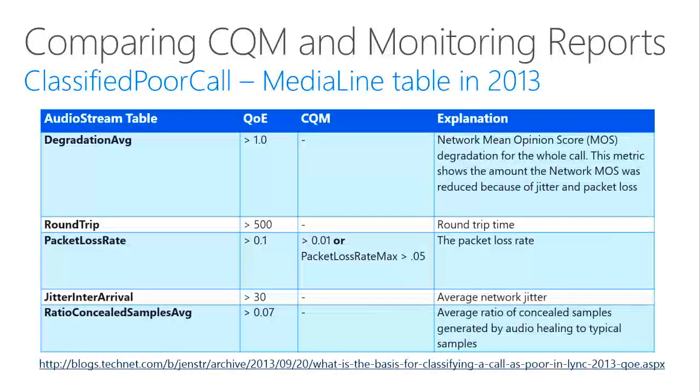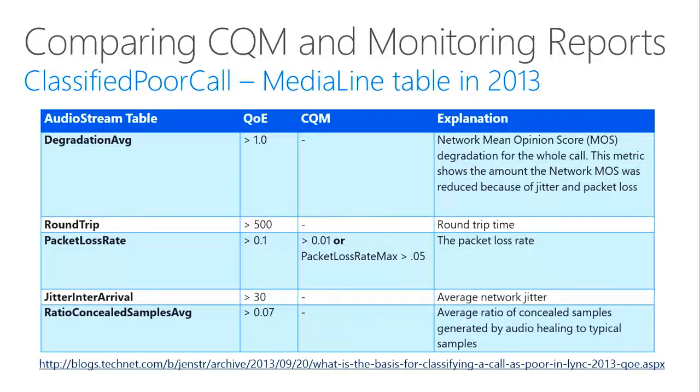So I wanted to do a quick comparison of what you'll see in the out-of-the-box monitoring reports in terms of poor calls. We have a poor call flag in QoE, and what I've listed on this slide are the 5 attributes that contribute to a poor call. And there's a link at the bottom. Jens has a blog post, actually, that goes into this in a little more detail.